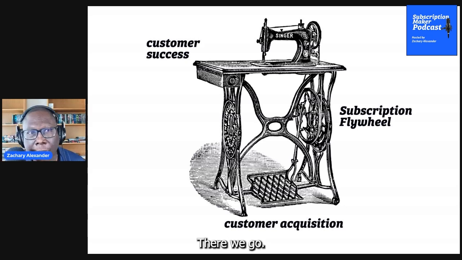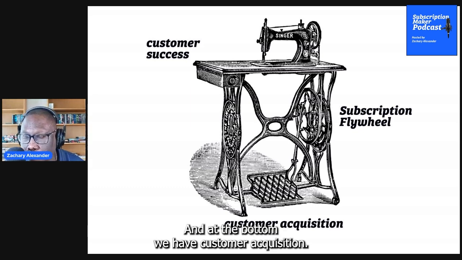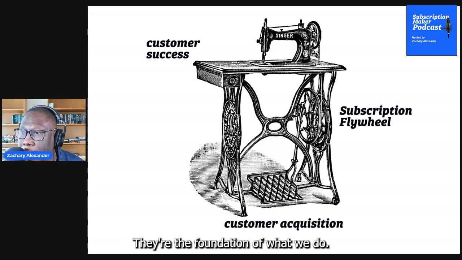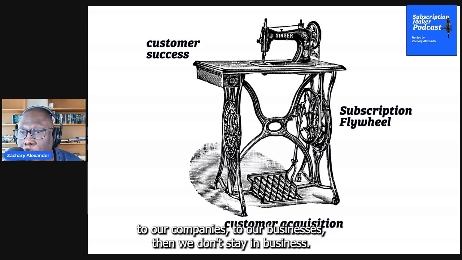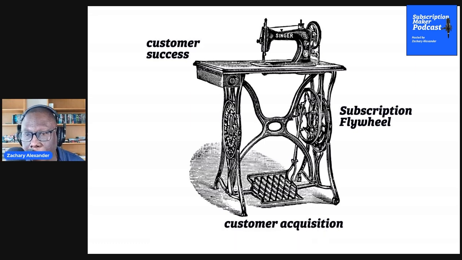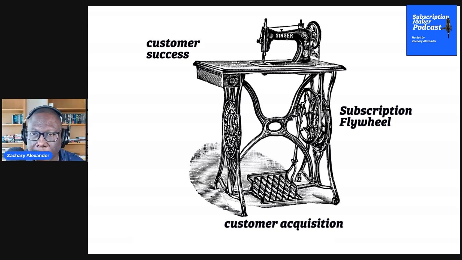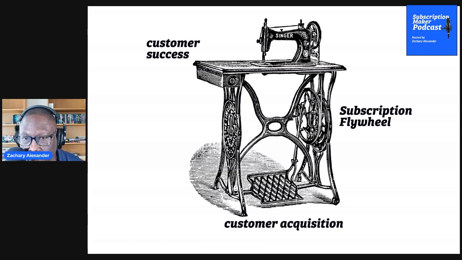Okay, there we go. Now at the top here, we have customer success. And at the bottom, we have customer acquisition. They're the people who really get things done. They're the foundation of what we do. If we don't get people to raise their hand and sign up and subscribe to our businesses, then we don't stay in business. But in the middle, that's where the magic happens. That's what I call the subscription flywheel.